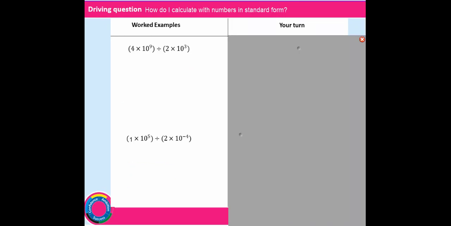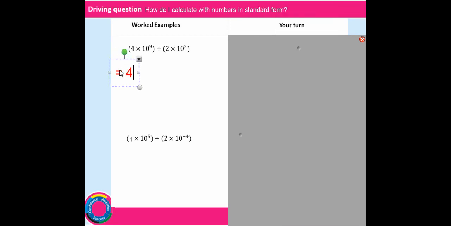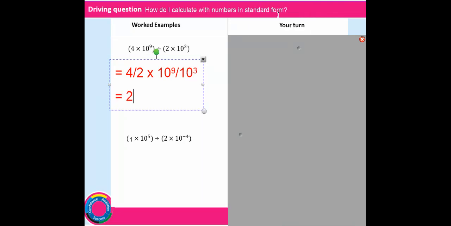Let's move on. Let's look at some divide examples. So similar principle here. I'm going to do 4 divided by 2 multiplied by 10 to the power of 9, divided by 10 to the power of 3. 4 divided by 2 is 2. 10 to the power of 9 divided by 10 to the power of 3 is 10 to the power of 6. And if we just check, our answer is in standard form, so I can leave it like that.